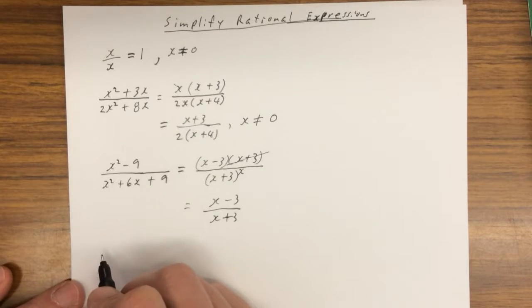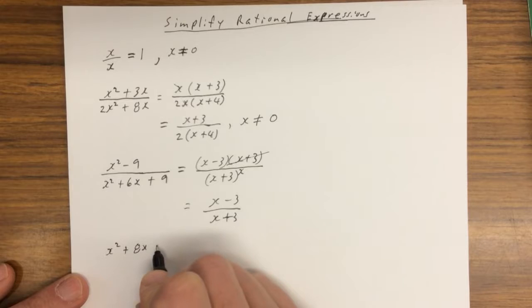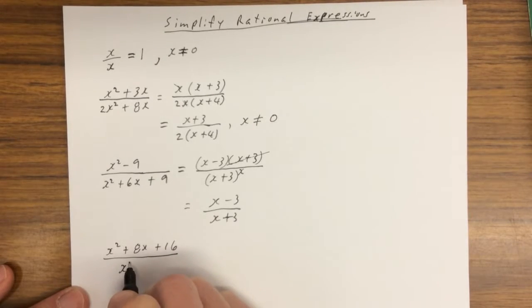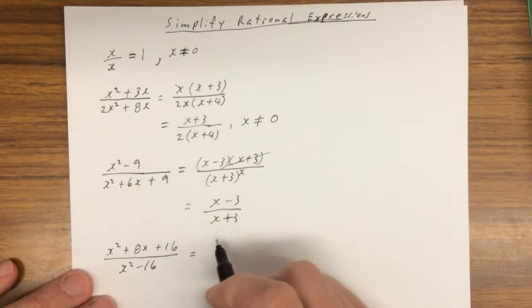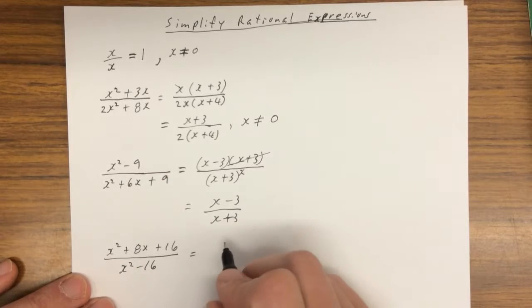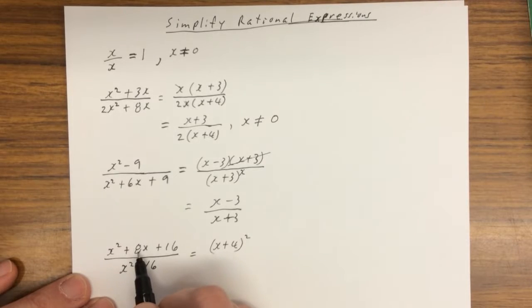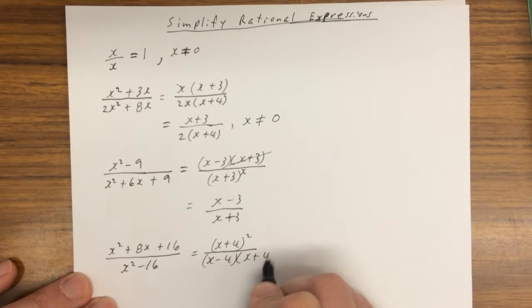Okay, but what if it was more like this? So let's do x squared plus 8x plus 16, and then x squared minus 16. Now the top again is a perfect square. X plus 4 squared. Half of that squared is 16. And the bottom, difference of squares, so it's x minus 4, x plus 4.